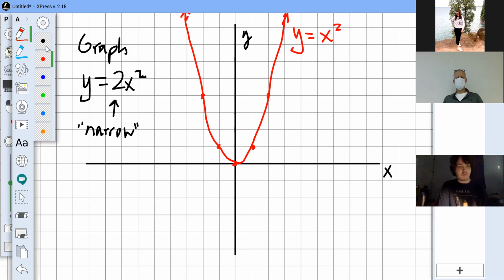When we look at the graph of 2x squared, I'll do it in that color, it's just going to be narrower. It's still going to go through (0, 0). Okay, it's going to be symmetric to the y-axis. It's just going to be more narrow. So when we do this, we're just going to make a data table. So it's going to go through (0, 0).